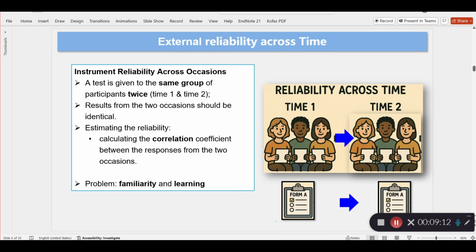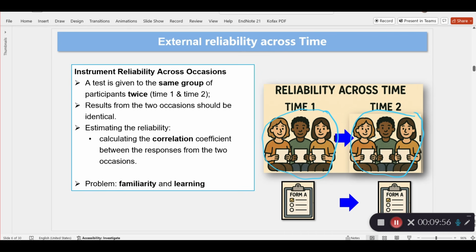In this kind of reliability, as you can also see from the image here, we have 2 time points. So a test is given to the same group of people. There's only one group, actually. There's no group 1 or 2. Across 2 time points, the same group of people, that is twice, and then the results of the 2 occasions, occasion 1 and occasion 2, must be identical. There must be no statistically significant difference between the 2, and importantly, there must be a high and significant correlation between time 1 and time 2 test scores.